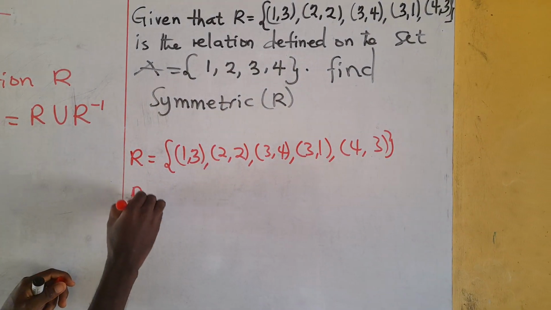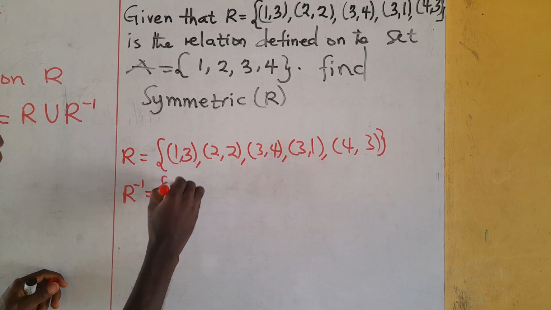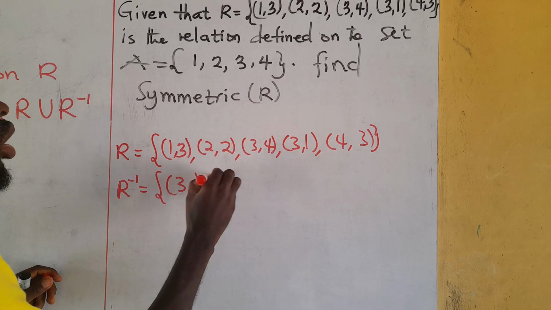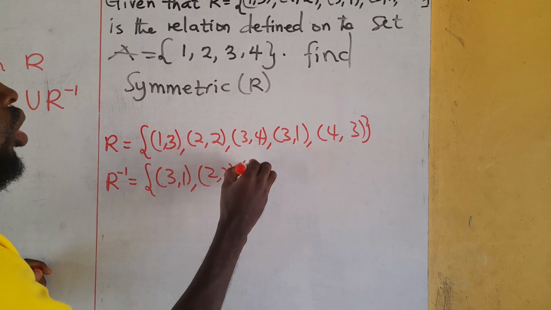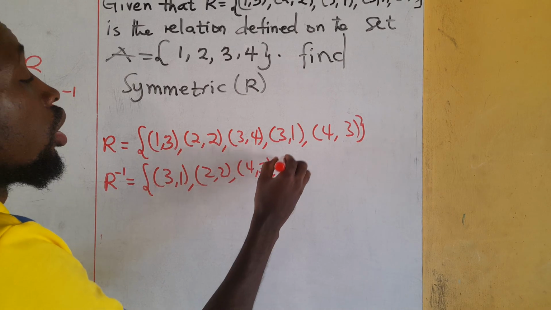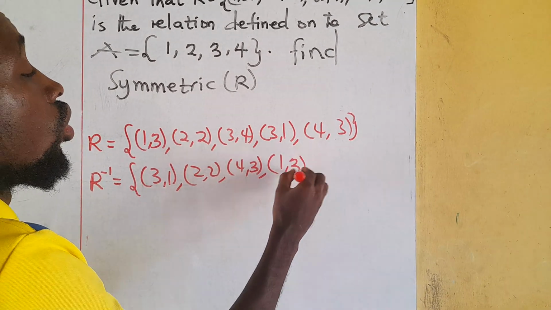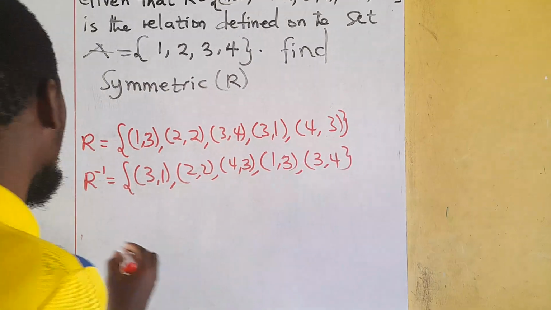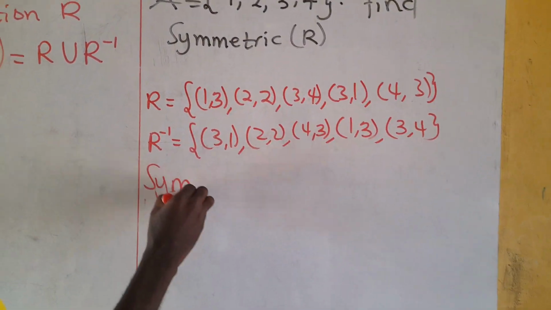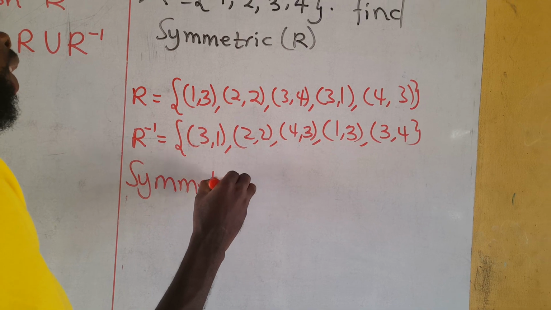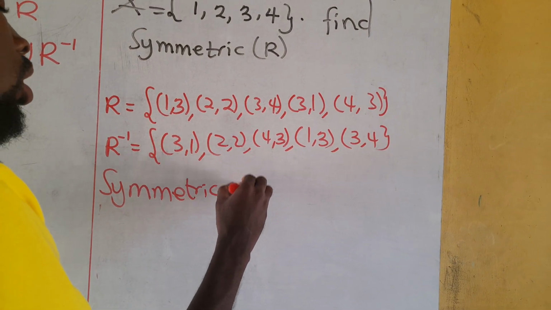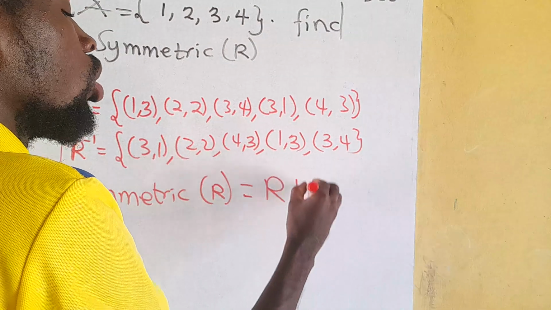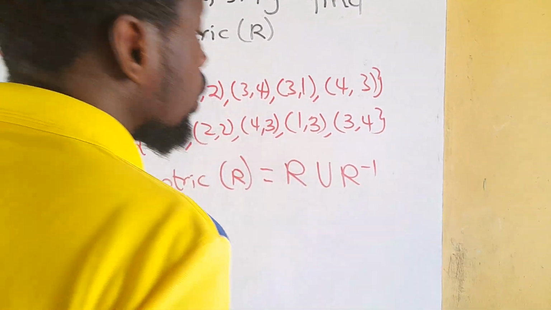Then we can say the inverse of R will be equal to 3, 1. That means we flip 2, 2, 4, 3, 1, 3, and 3, 4. Then we can say our symmetric R, or the symmetric closure, is equal to R union R inverse.